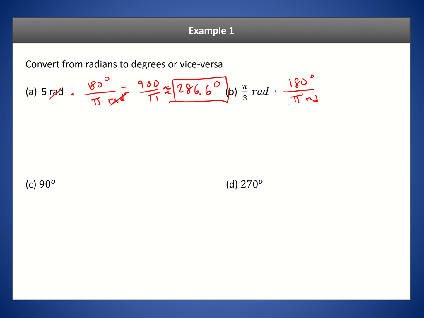All right, so now notice that the pi's cancel here, which is nice. The radians cancel as well. So we're left with 180 divided by 3, and 180 divided by 3 is 60 degrees.